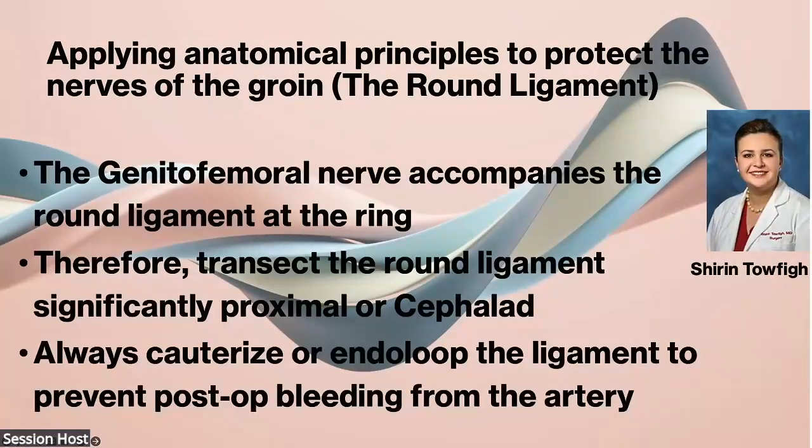So a couple important points. The genitofemoral nerve accompanies the round ligament at the ring. Therefore, transect the round ligament significantly proximal, or cephalad, towards the head. Always, always cauterize or endoloop the ligament, because there is a vessel in that ligament. And if you don't, you will be back in the OR for postoperative bleeding. So you must know the anatomy.